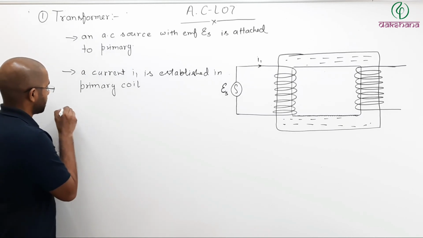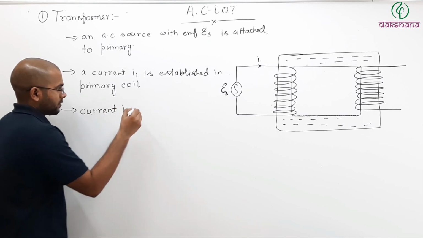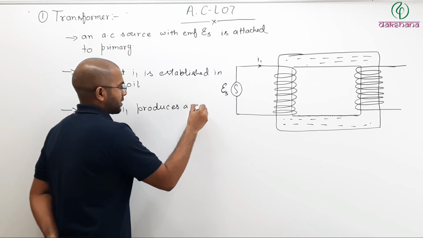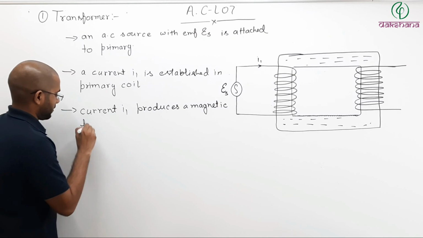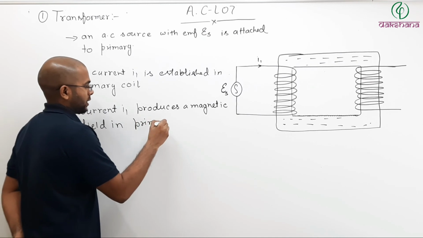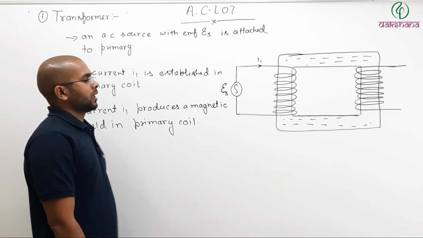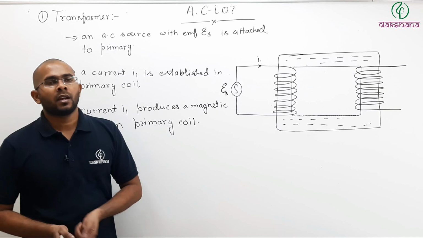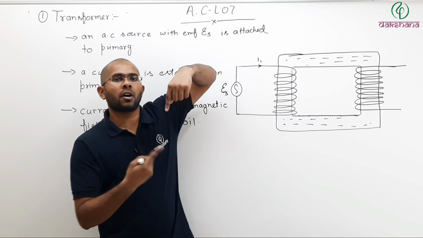So let us write: current I1 produces a magnetic field in primary coil. Since through the wires of the primary coil current I1 is flowing, because of that current a magnetic field is produced. Now remember, this coil is wound around the soft iron.